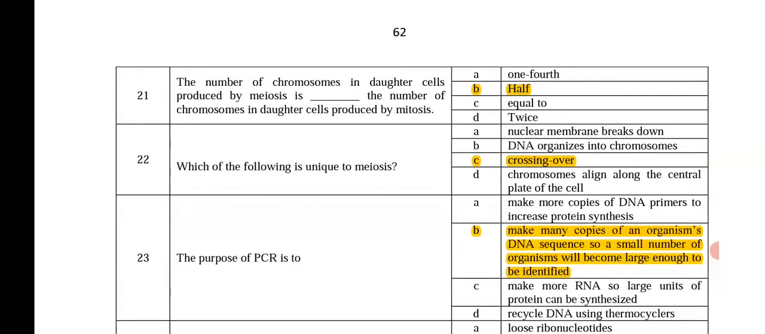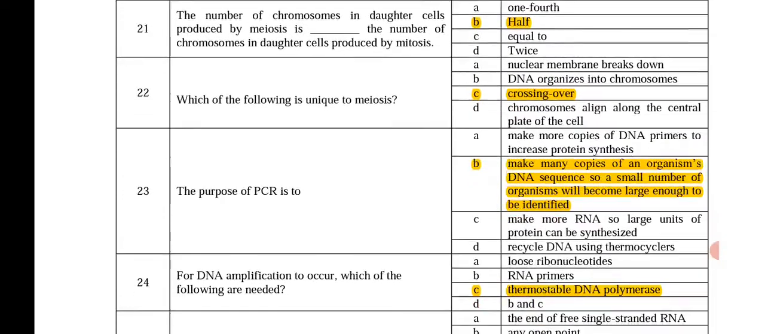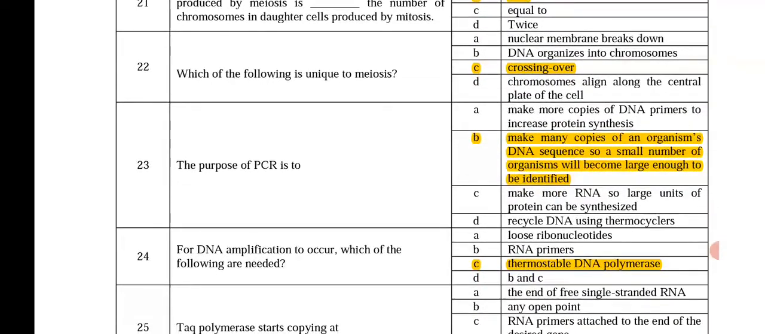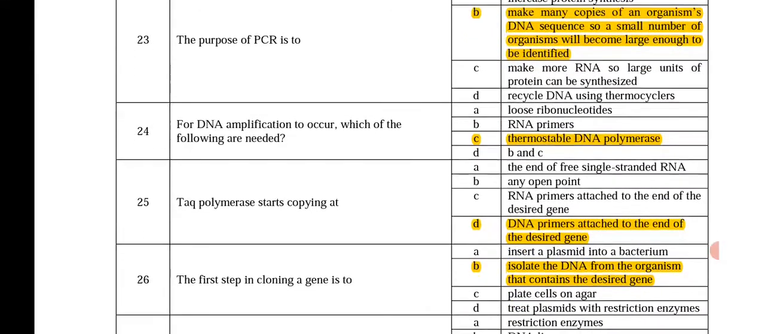The purpose of PCR is to make a copy of an organism's DNA sequence, so a small number of organisms will become large enough to be identified for DNA amplification to occur. Which of the following are needed? Thermostable DNA polymerase. Taq polymerase starts copying at DNA primers attached to the end of the desired gene.